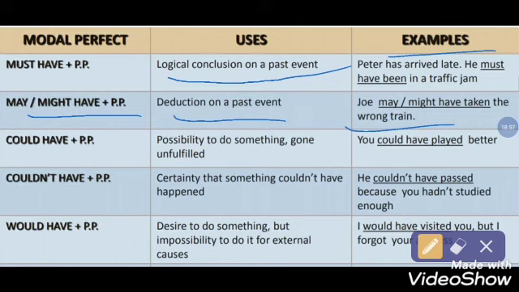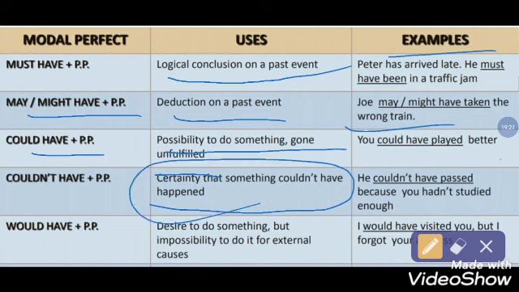Next is could have plus past perfect. Possibility to do something that went unfulfilled. We use something like here. And here is an example. You could have played better. Next is couldn't have plus past perfect. Certainty that something could not have happened. It's how we use this word. And there is an example. He could not have passed because he had not studied enough.